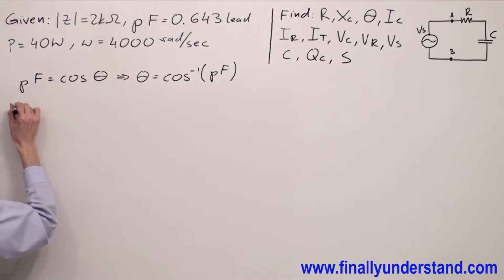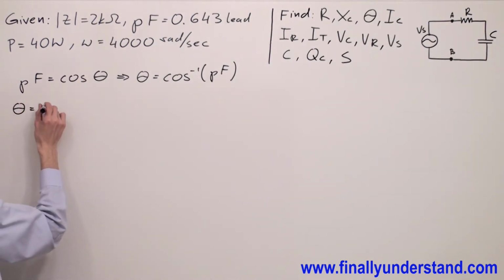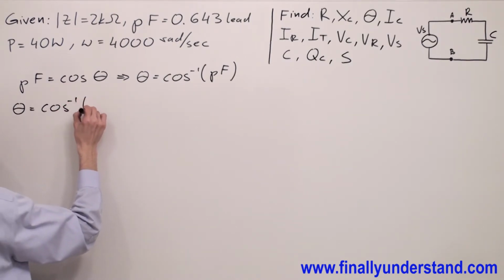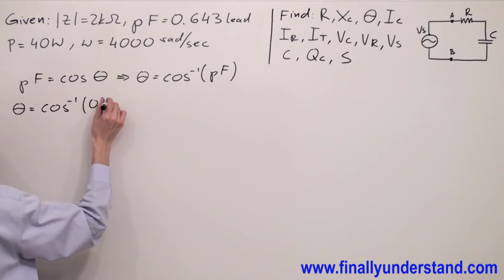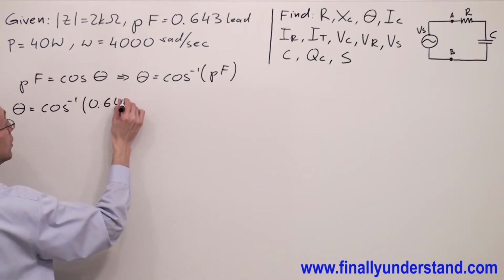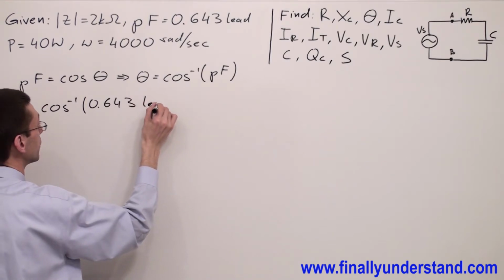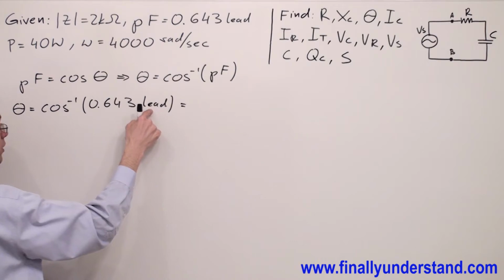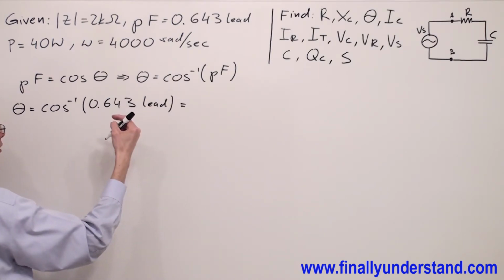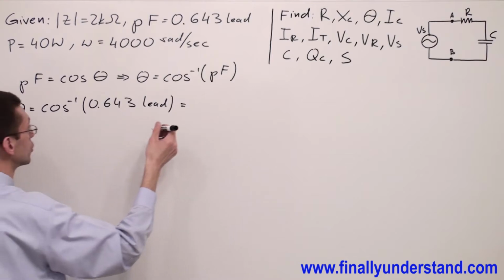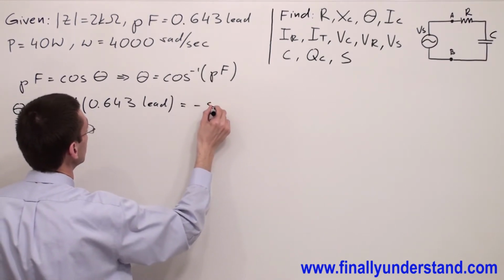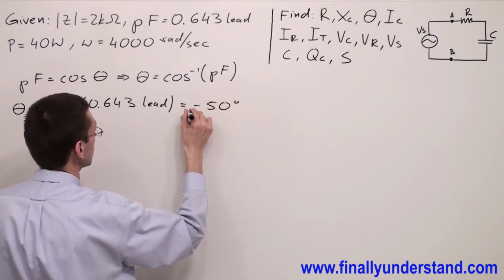So I have theta is equal to inverse cosine, and the power factor is 0.643 lead. Lead means that your angle is going to have a negative sign in front of it. So I have angle equals negative 50 degrees.